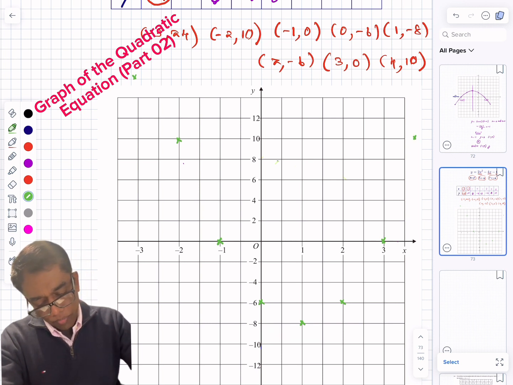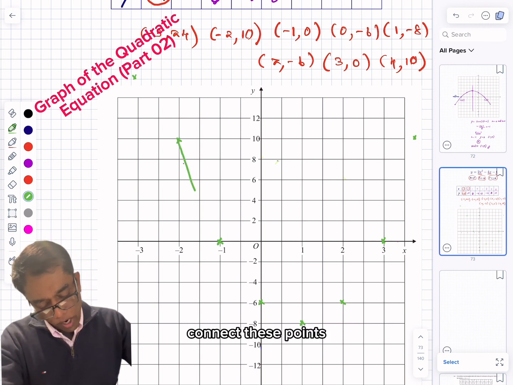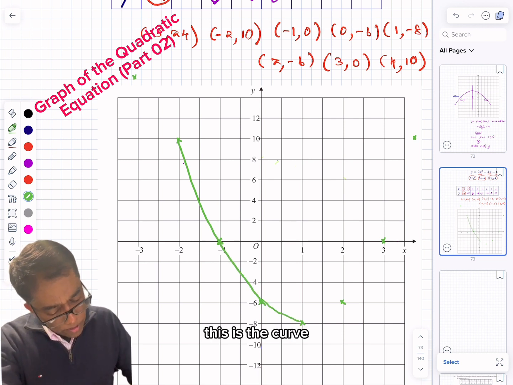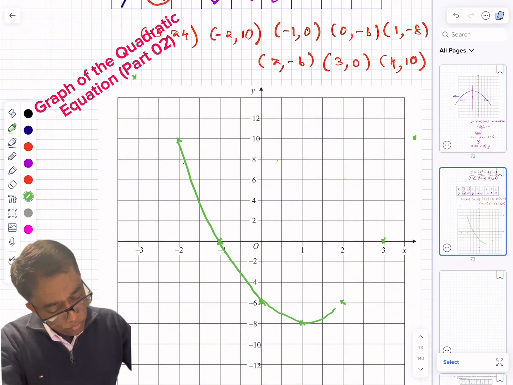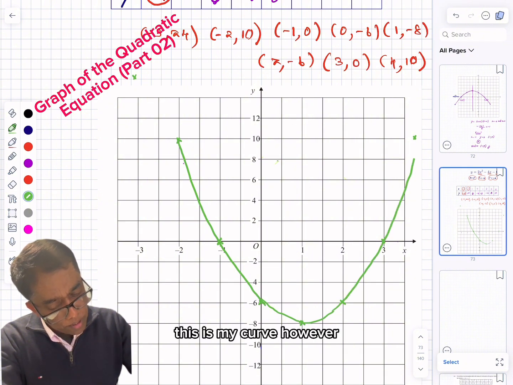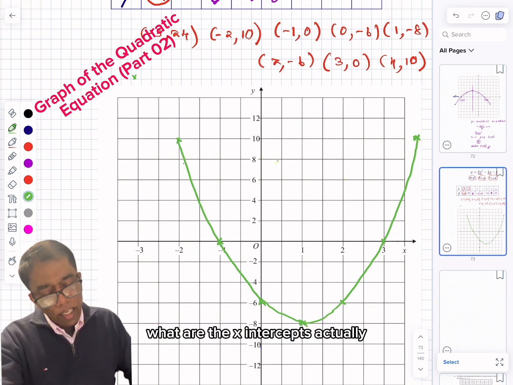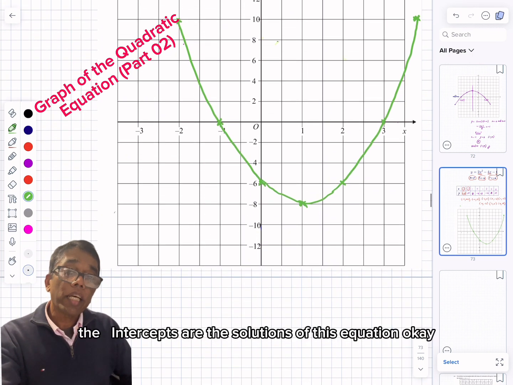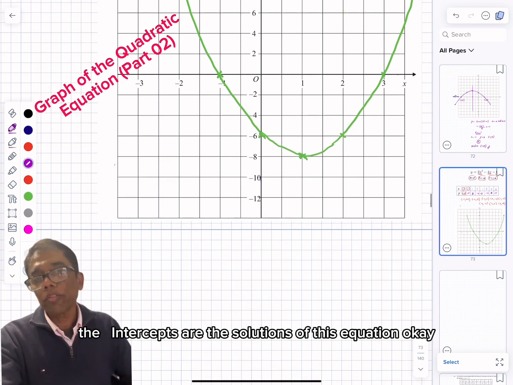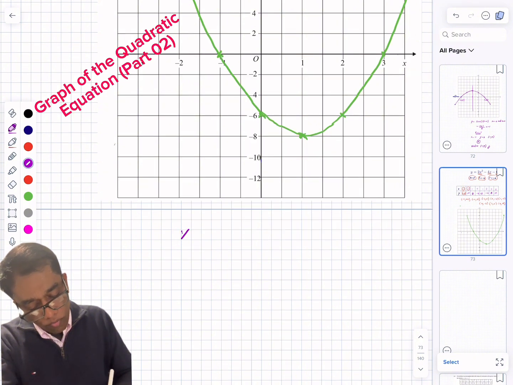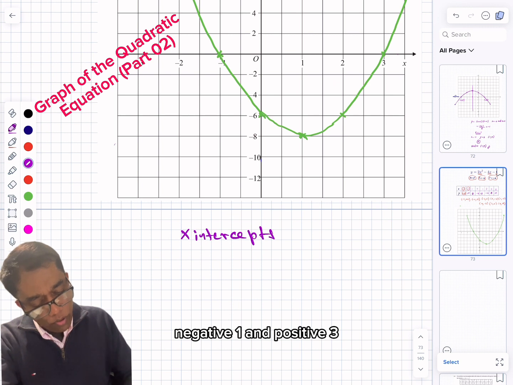If I connect these points, this is the curve. This is my curve. However, what are the x-intercepts? Actually, the x-intercepts are the solutions of this equation. Okay, the x-intercepts are negative 1 and positive 3.